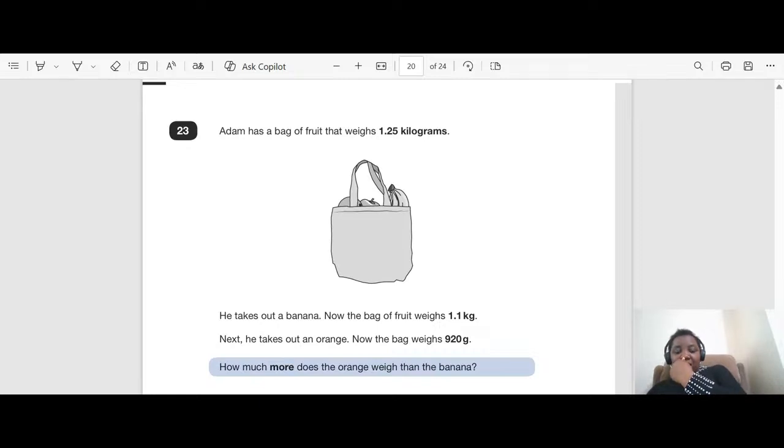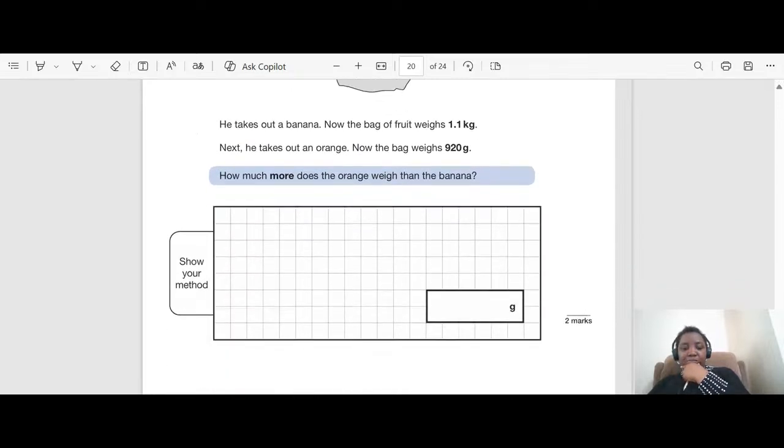So he takes out an orange and then he has 920. From my 1,100, which was the weight of the bag with the orange in it, minus 920, I have 180. So the orange is weighing 180 grams, while the banana is weighing 150 grams. Now, what is the question? It says, how much more does the orange weigh than the banana? So that is 180 minus 150, which is 30 grams.